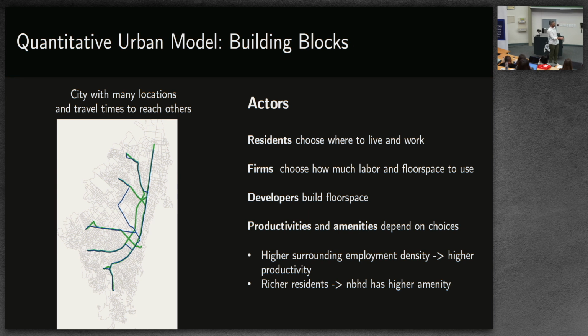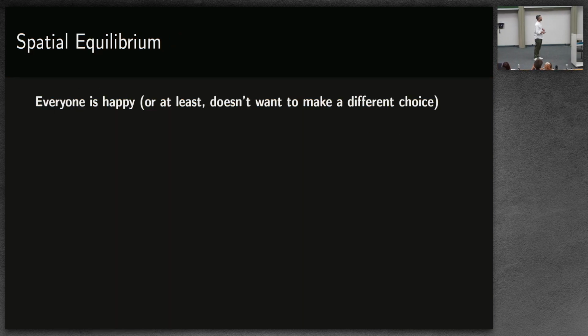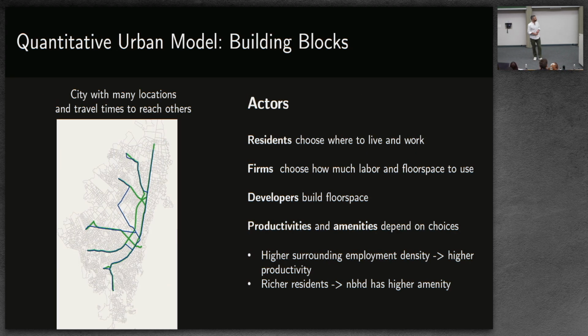And then you can also likewise think of ways that the type of people who live in a neighborhood might also affect its amenity. So if we have richer people who live in a neighborhood, maybe they invest in private security, and that then makes that neighborhood safer to live in. Okay, so these are the basic building blocks of what goes into these models.